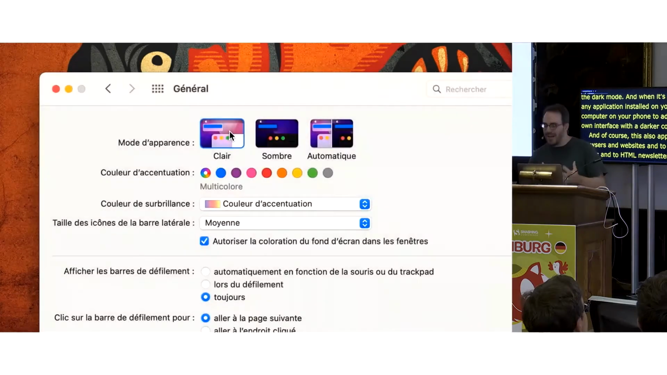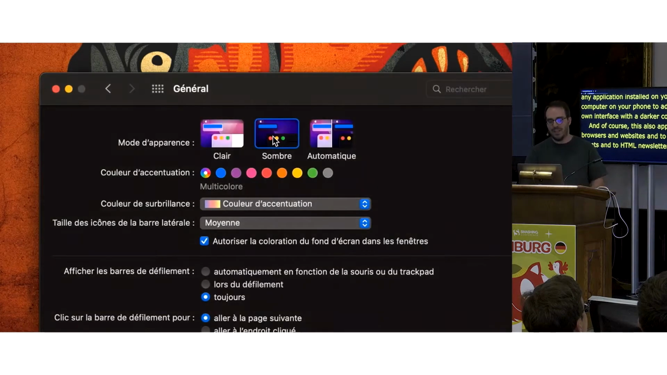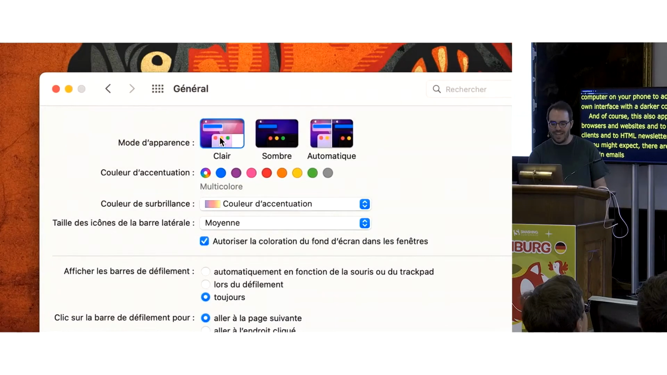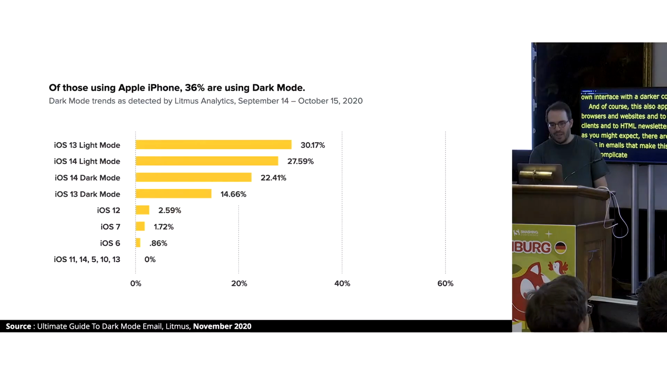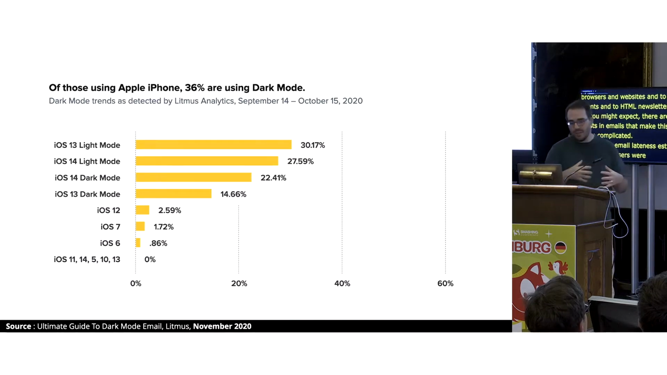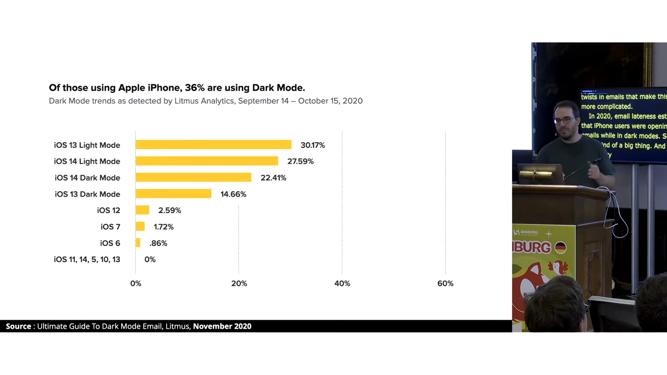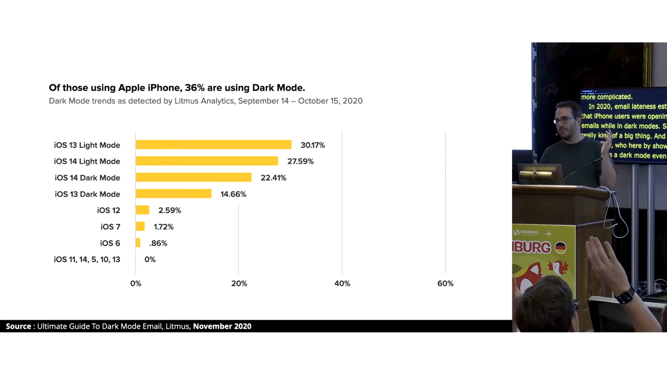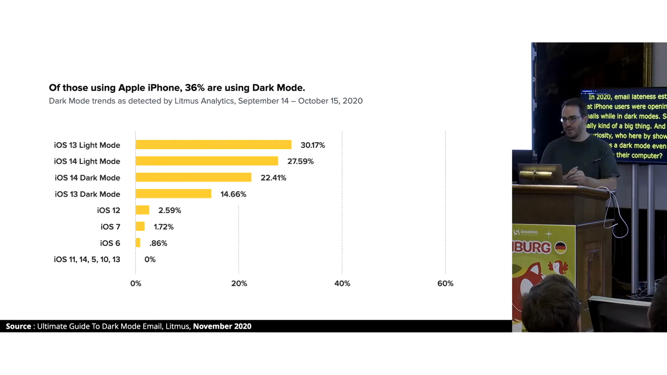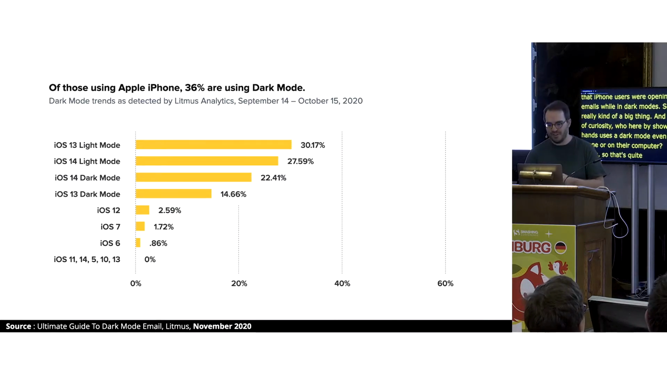But as you might expect, there are a few twists in emails that make this a tiny bit more complicated. And in November 2020, email analytics tool Litmus estimated that 36% of iPhone users were opening their emails while in dark modes. So this is really kind of a big thing. And just out of curiosity, who here, by show of hands, uses a dark mode either on their phone or on their computer? Yeah, so that's quite a lot of people, you nerds.